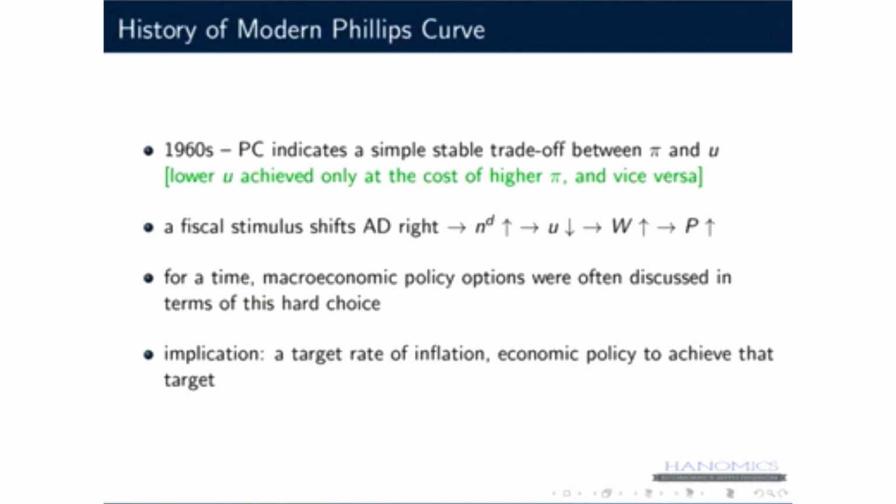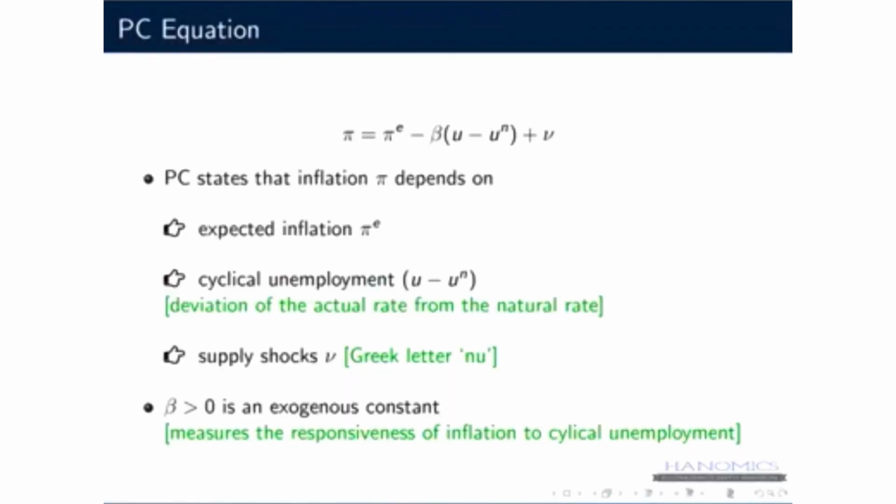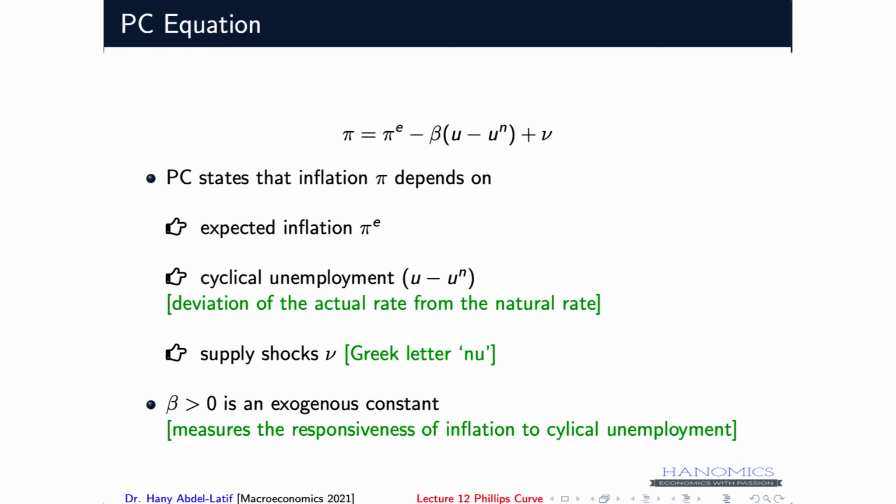So from there, we showed what we call the modified, or expectations-augmented, Phillips curve, and what it tells us. It tells us the inflation rate depends on expected inflation. It also depends on cyclical unemployment, which is the gap between the actual unemployment rate and the natural rate of unemployment, and it also depends on some kind of supply shock. And from here, we explained how we can derive that from the short-run aggregate supply curve. So that summarizes everything we said.